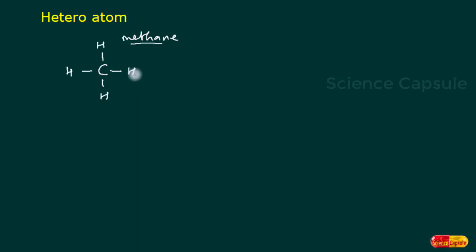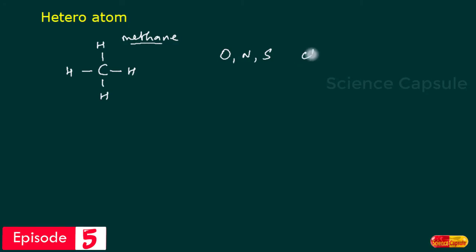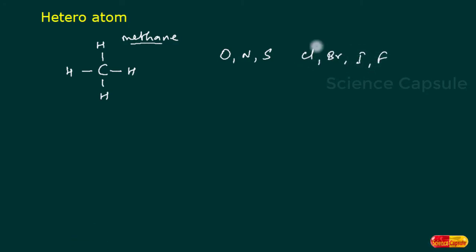Dear students, apart from hydrogen, carbon can also make bond with other elements such as oxygen, nitrogen, sulfur, and other elements such as chlorine, bromine, iodine, fluorine. Together we call these halogens. So apart from hydrogen, carbon can make bond with oxygen, nitrogen, sulfur and halogens too. The hydrogen present in the hydrocarbon can be replaced by these elements. The element which replaces hydrogen from the hydrocarbon is what we call a heteroatom. And the heteroatoms may be present in groups, we call it a heterogroup.